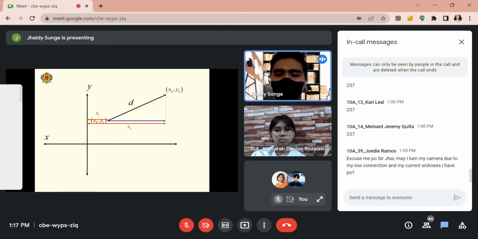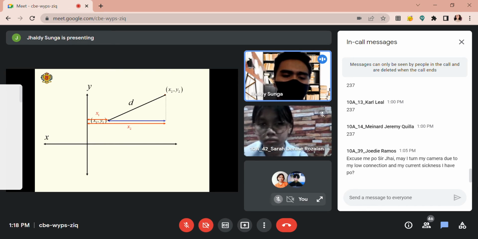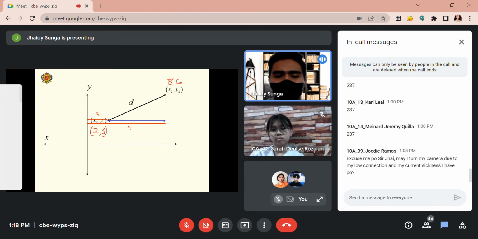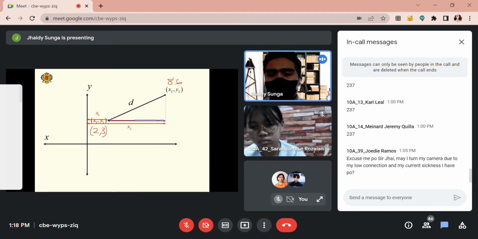For example, if we have the values of x sub 1, let us say this is 2, then 3. The values here are, let us say, 8 and 6. May I know what would be the value of this blue line? Let us find out.